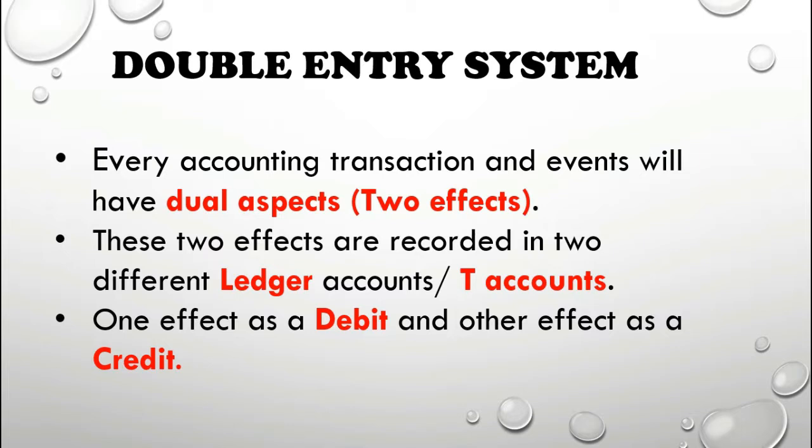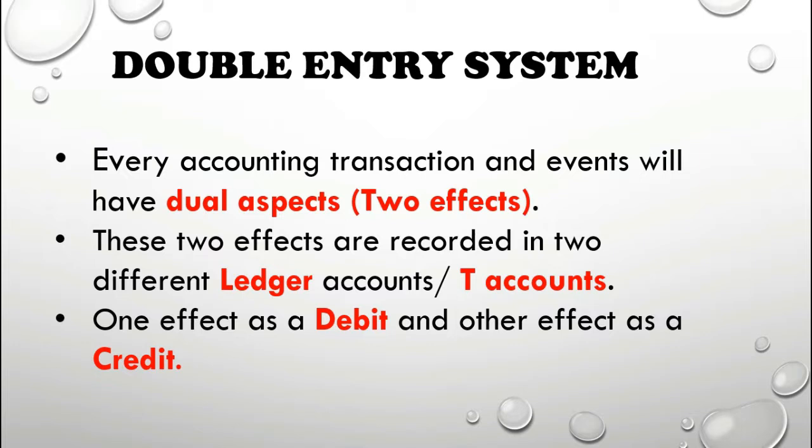So what is the double entry system? In simple terms, the double entry system means every transaction will have at least two impacts. In mathematics, we have positive numbers and negative numbers. Likewise, in accounting, we have something called debit and credit. So each and every transaction will have a debit impact and a credit impact.